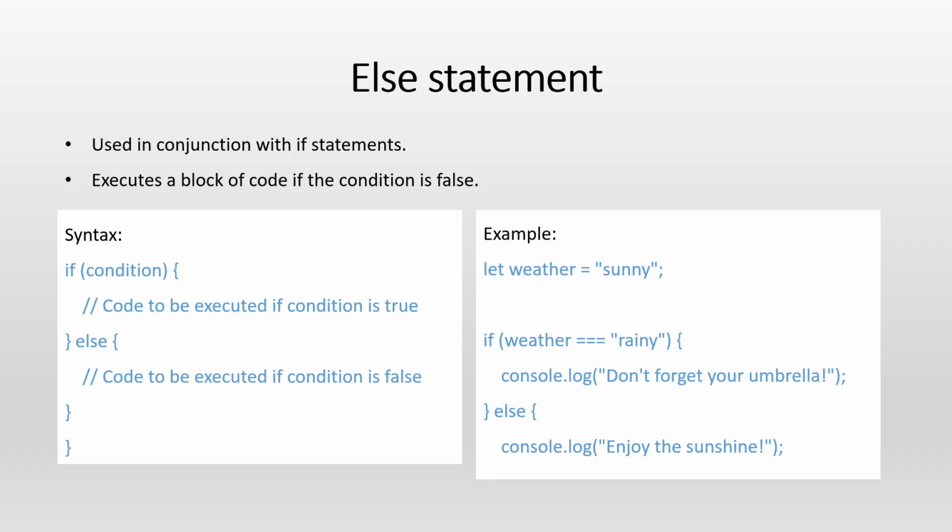Let us choose this example, rather than the previous one. Here what we have done: let weather is equal to sunny. If weather is equal to rainy, do this, or else execute this part. Actually, this flower bracket should be here; it went to this.